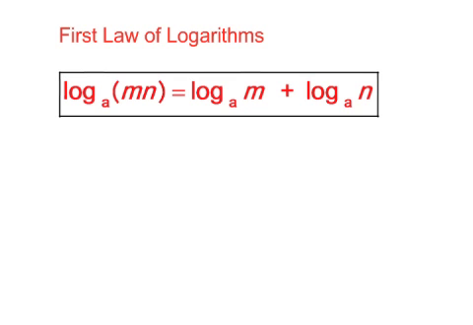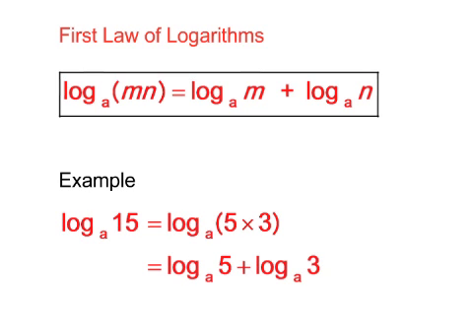There are three laws of logarithms that you must know. Here's the first one. The log of two numbers multiplied together, m times n, is equal to the log of m plus the log of n. For instance, here's the log of 15, and 15 is 5 times 3. So the log of 5 times 3 is equal to the log of 5 plus the log of 3.